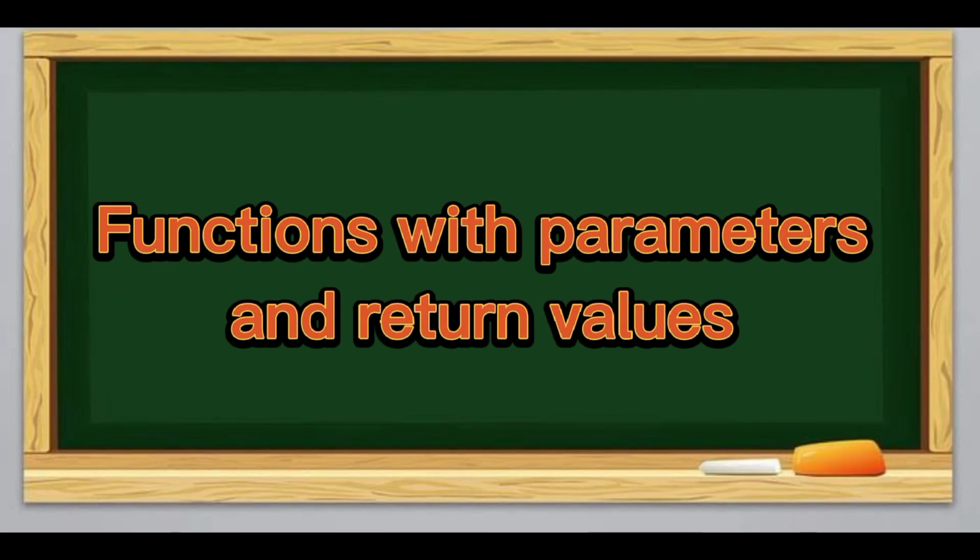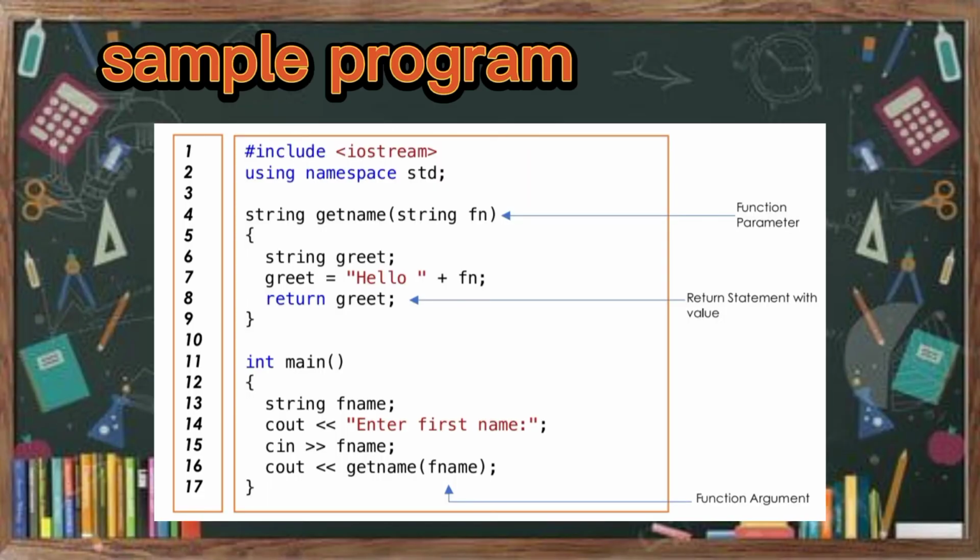Function with parameters and return values. In the given program, the function getName has string type, which means that it returns a string value. At line 16, the function getName is invoked and has an argument fName. In this example, any input from the user that is stored in fName is passed on to the parameter of function getName, which is fn. With this, fn is now equal to the value of fName.